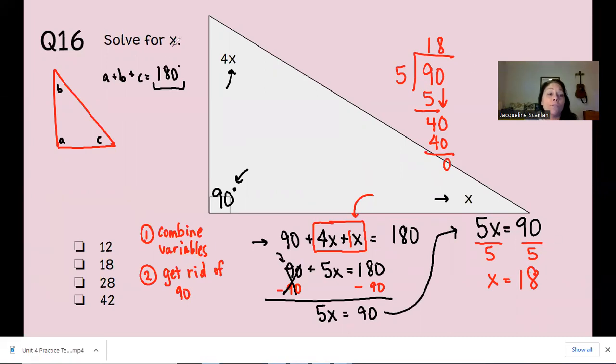The question asks me to solve for x. X in this case is 18. The correct answer is B.